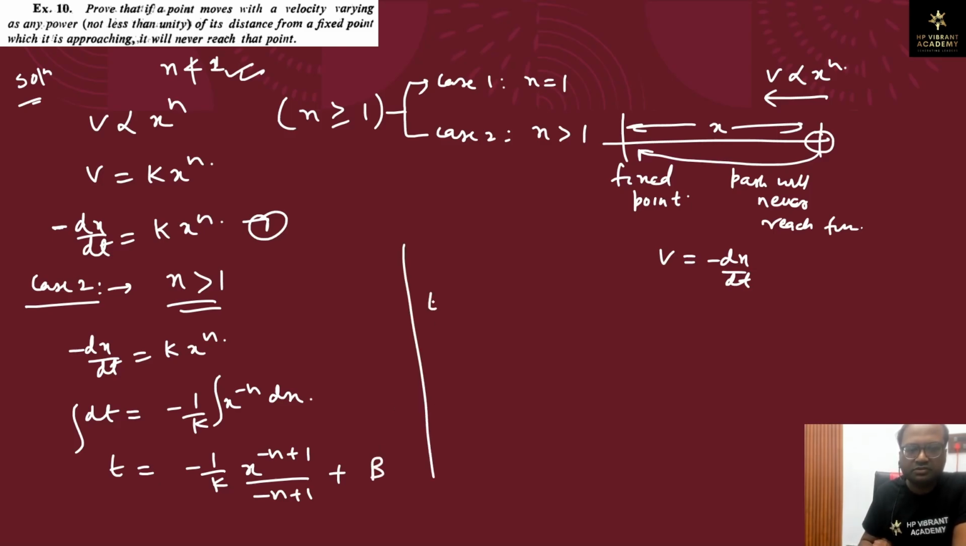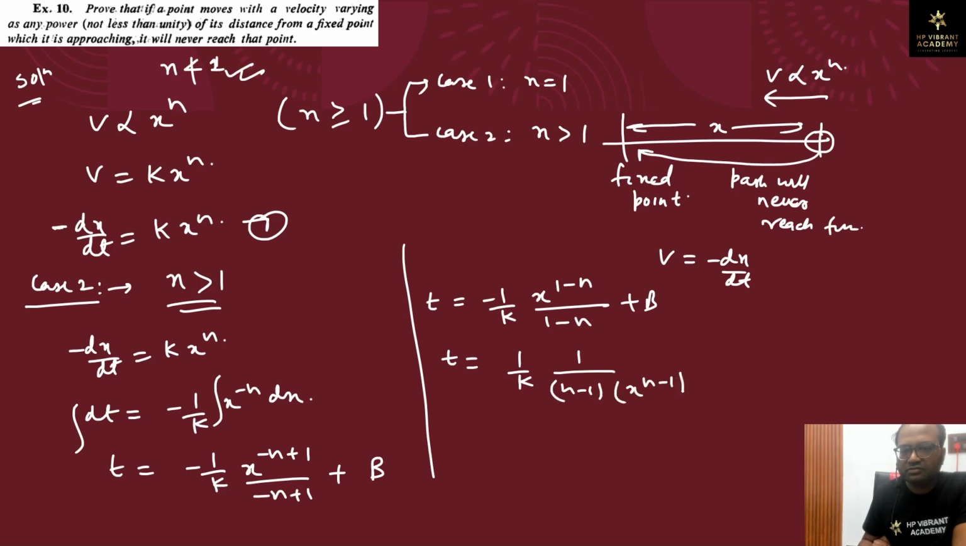So we have t is equal to minus 1 upon k, x to the power 1 minus n upon 1 minus n, plus b. So t is equal to 1 upon k into 1 upon n minus 1 into 1 upon x to the power n minus 1, plus b. So at x is equal to 0, let us put x is equal to 0. Here 0 is in the denominator and n is greater than 1, so n minus 1 is positive.